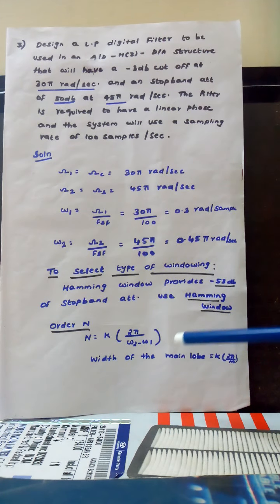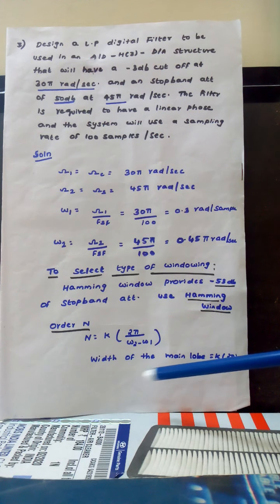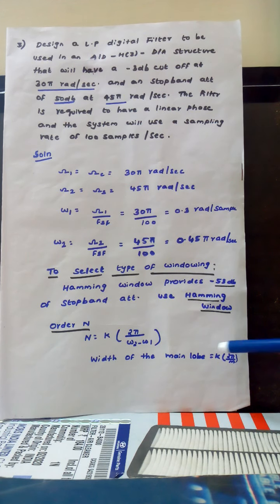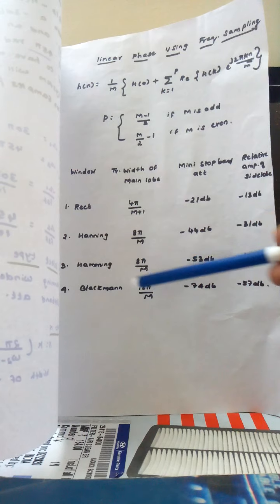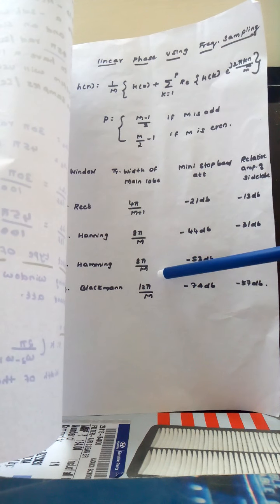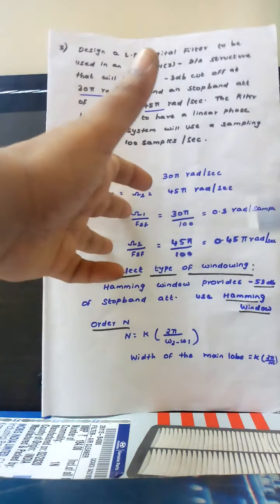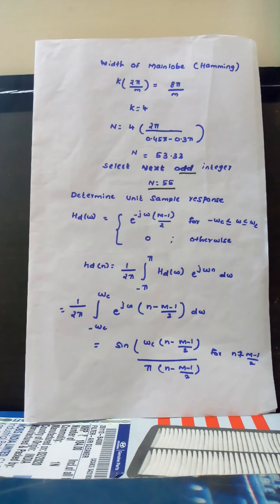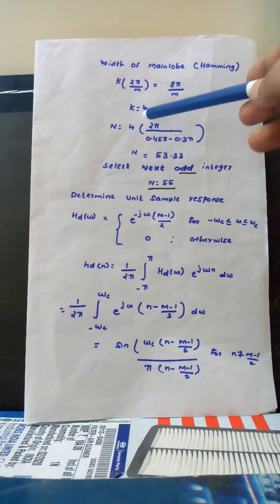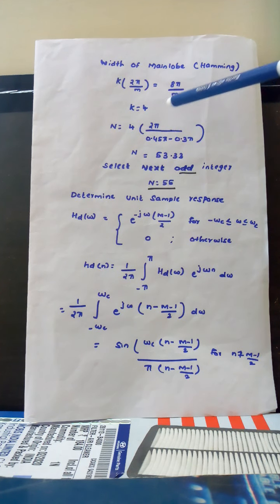Here we have used the formula: the width of the main lobe is k into 2 pi divided by m, correct? What we have selected is the Hamming window. In this Hamming window, what is the main lobe? It is already in the tabular column: the width of the main lobe for the Hamming window is 8 pi divided by m, correct? So we can equate these two and find the value of k. Equating them, we get k as 4.